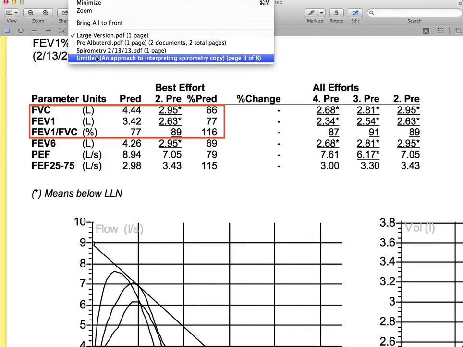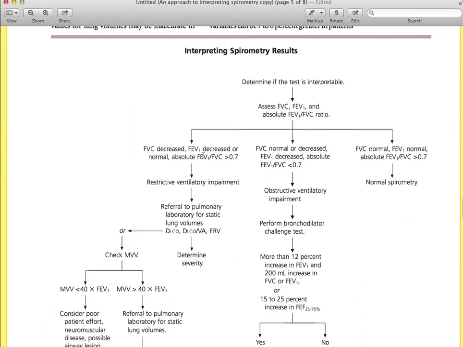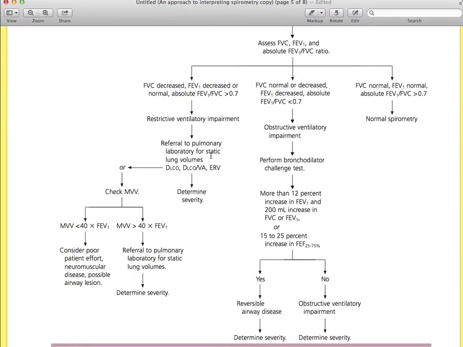This same document has a pretty helpful algorithm down here at the bottom. It's pretty helpful to understand if it's going to be either normal or abnormal. And if it's abnormal, you're looking to see whether it's a restrictive process or an obstructive process. And these three parameters are the ones that are going to help us understand that.